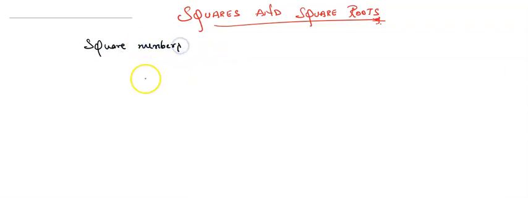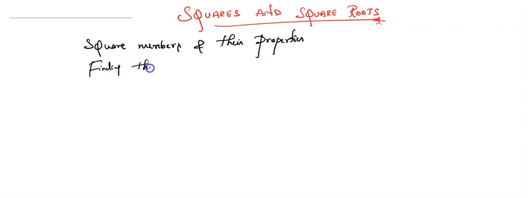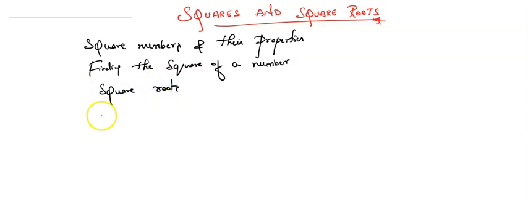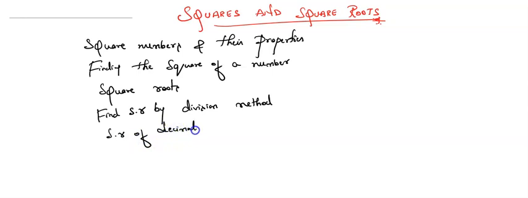Okay, so this is the syllabus. First I am going to give you the overview of the entire syllabus. What are the things present in this chapter? That is square numbers and their properties, and then finding the square of a number, then square roots, then finding the square root by division method, then square roots of decimals. We are going to understand how to find the square roots of decimals, and then estimating square root. So this is the complete overview of the entire syllabus. Now let's begin.